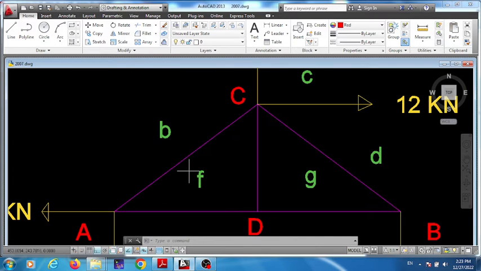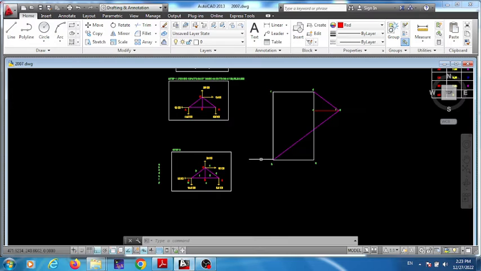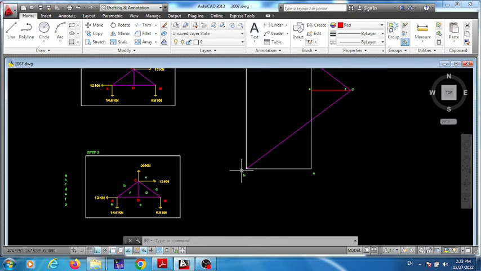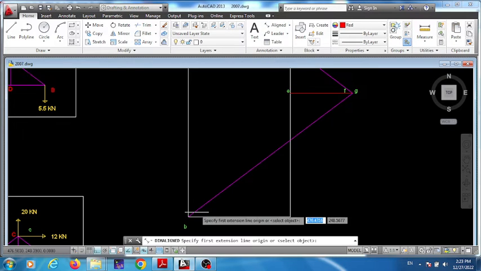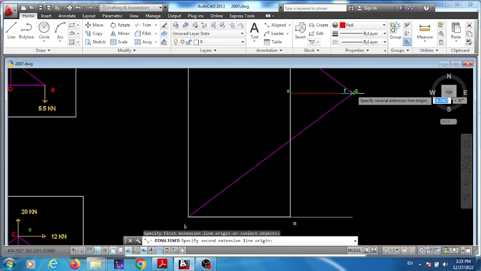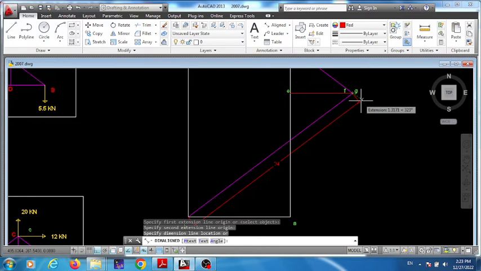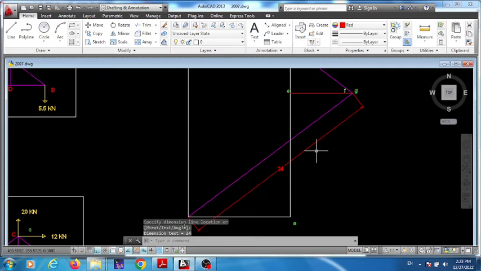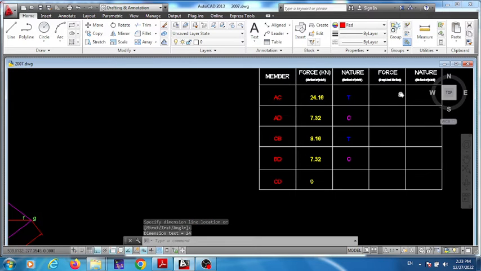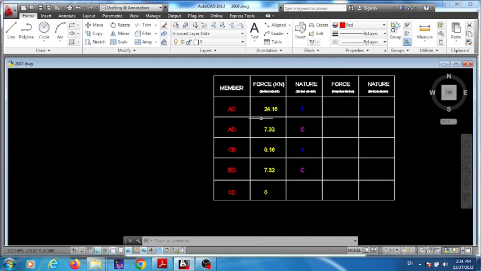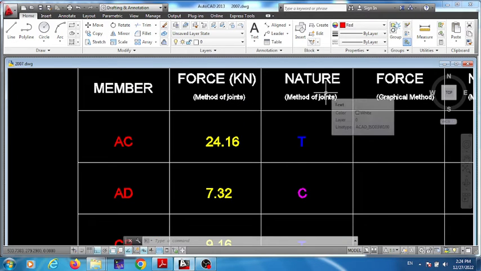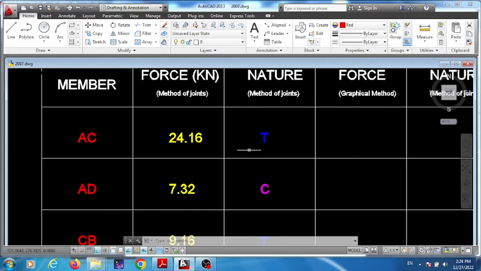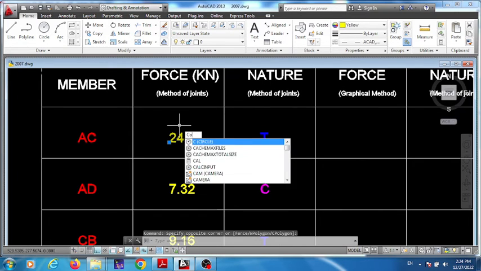So member force between B and F. See here the point B and the point F. Now measure this distance. This distance is 24. This is the table where I have written down the members, then forces that I have calculated manually by method of joint, and nature by method of joint. Now graphically you have seen that we have got the member force as 24.